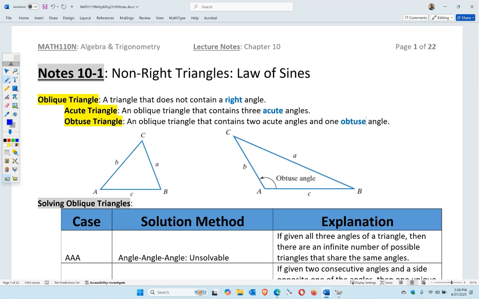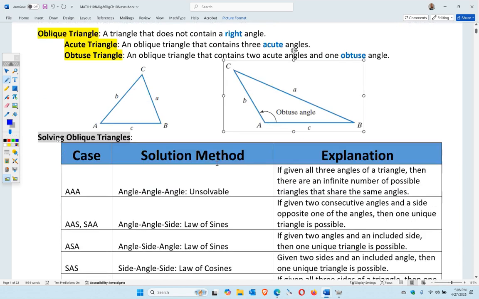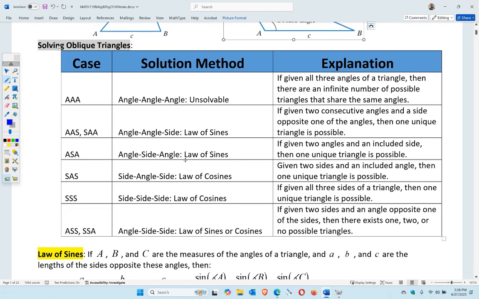Obviously, you can't have more than one obtuse angle because it would be more than 90 degrees total. Right? So there are basically only two types of oblique triangles. It's acute or obtuse, that's it. Okay, so you want to solve the oblique triangles, which means figure out the lengths of all the sides and the measures of all the angles.